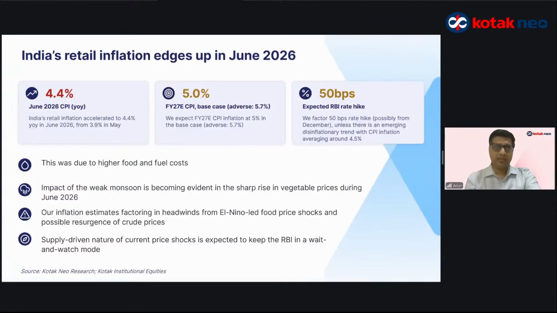So given the current low real rates at this point in time, we are expecting maybe a 50 basis point rate hike that could happen, possibly starting from December. However, unless we see disinflation, with CPI inflation numbers coming down, we might not see those numbers. But if the situation remains where it is, we are expecting a 50 basis point rate hike that could start possibly from the December month or December policy. Next slide.